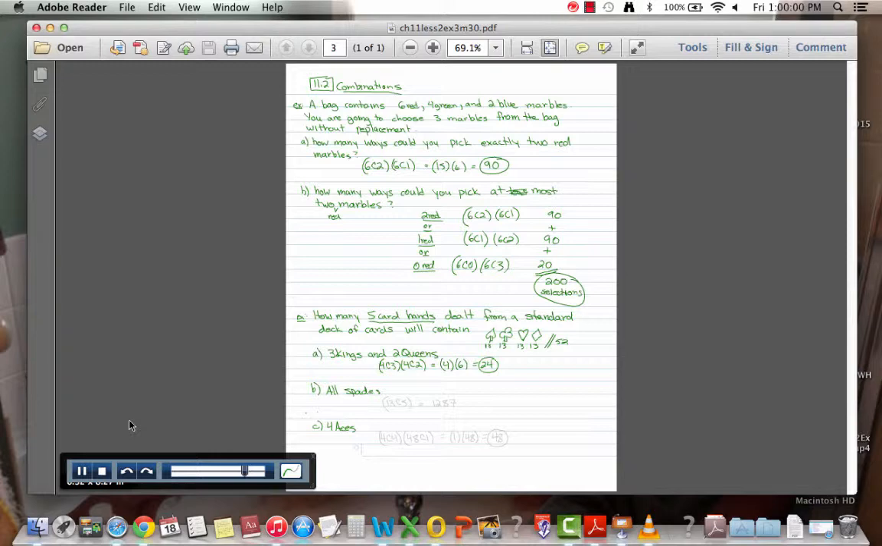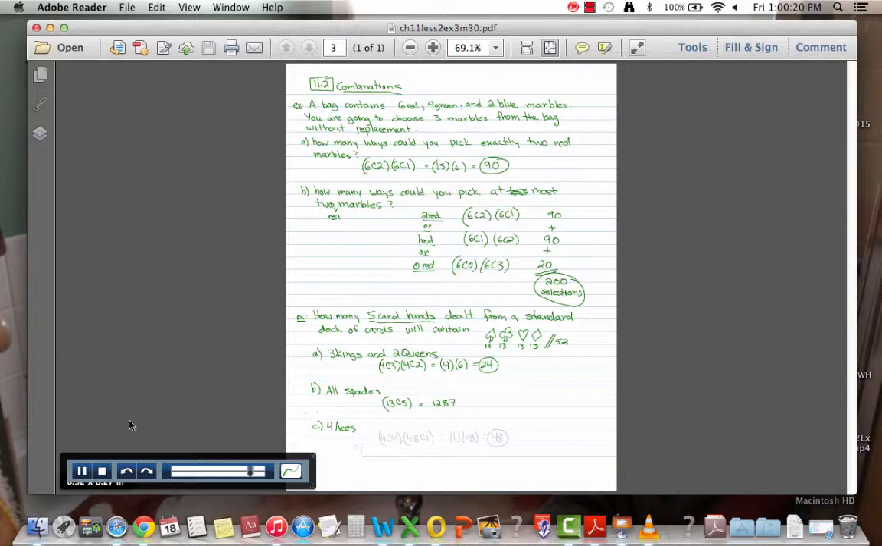How many hands would contain all spades? If you count how many spades there are, 13 of them, and we need to choose 5 of those cards. So if you do 13 choose 5, you actually get quite a bit more of these, 1,287 hands that would be all spades, which is called a flush, one of the kinds of flushes you can have.